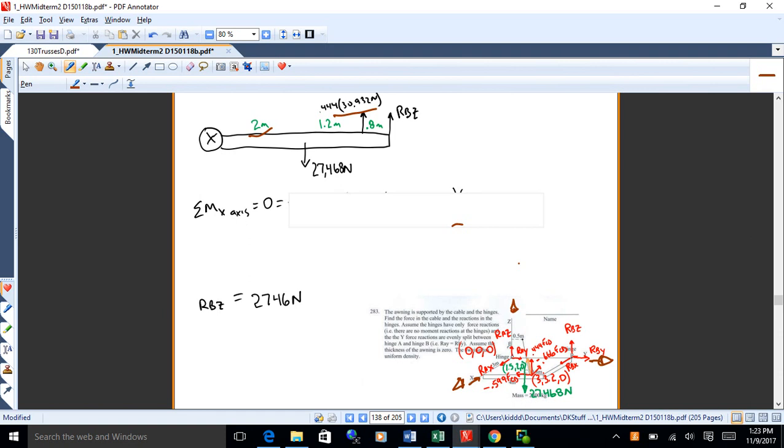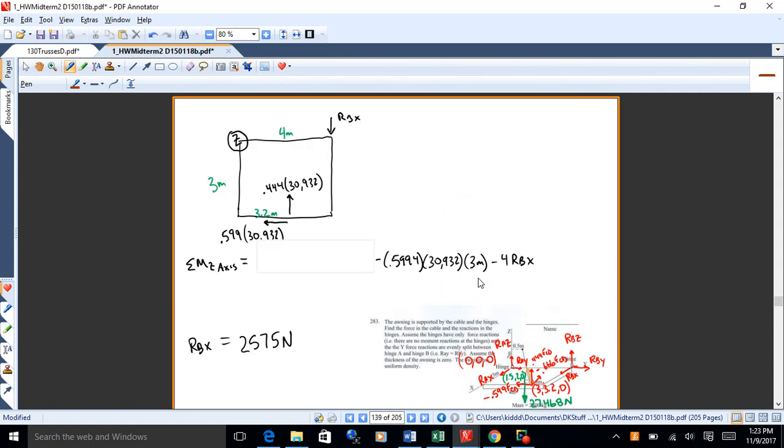Now, this time, the sketch will not look like a beam. You're looking down at that rectangular slab now, right down the z-axis. So you're going to get a sketch that looks something like that. Now, this will differ a little bit in that you're going to have two components of the cable force that you have to concern yourself with, okay? So you can take moments about the z-axis and you'll get RBX, which is 2575 newtons. Okay.